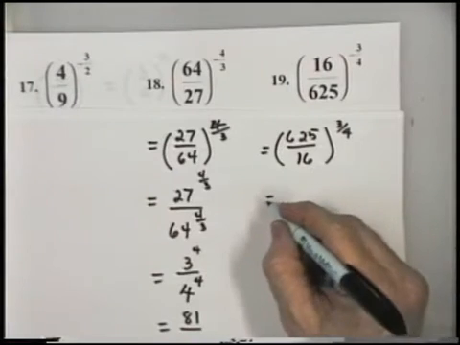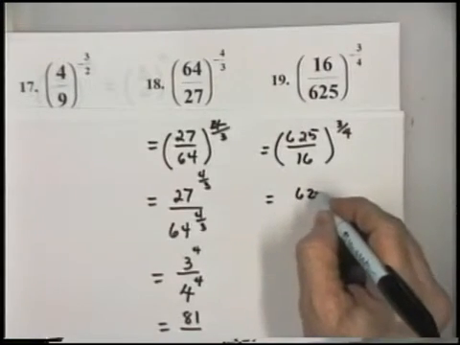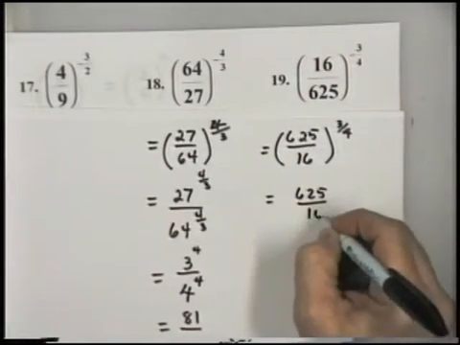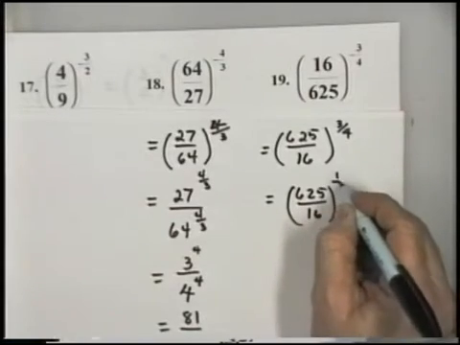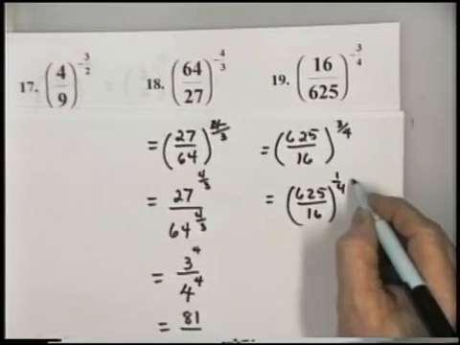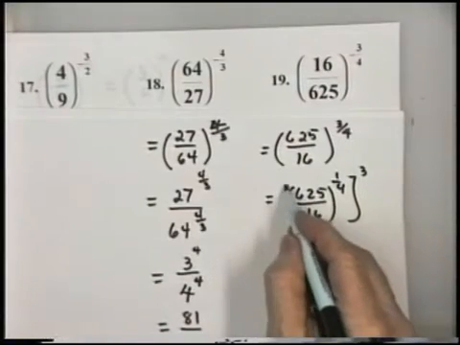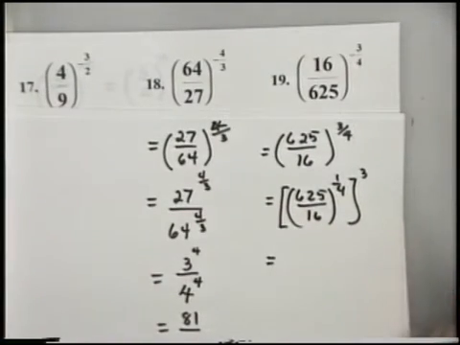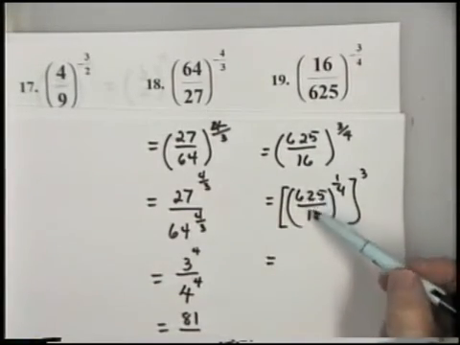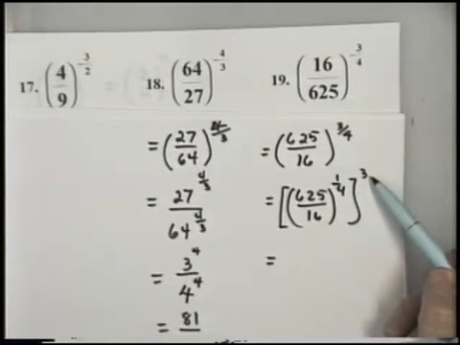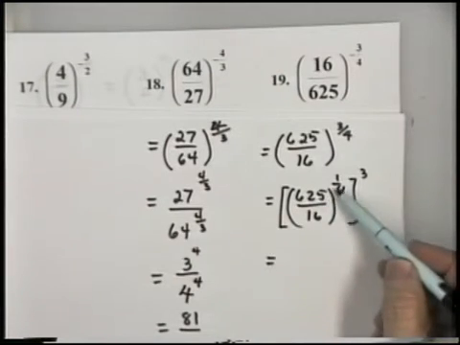And now, you might be able to handle it this way as well. Take 625 over 16, and let's take its 4th root, and then cube that. Isn't that the same thing? There is b to the 1 over n raised to the nth power.